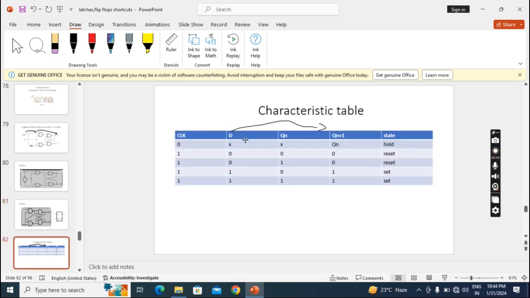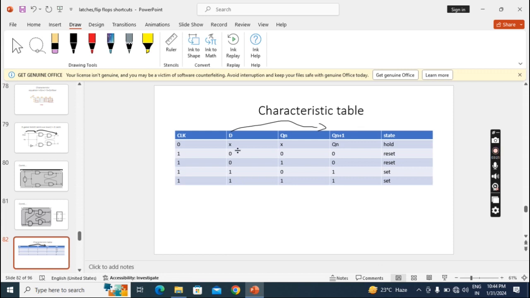We'll take the clock, D, Qn, Qn plus 1 and state. This is positive level. When I apply 0, next state will be as present state, whatever the D value or present state values. But when I apply 1, circuit responds. Circuit will trigger at a positive level. So this Qn plus 1 can be 0 when we apply input 0, or can be 1 also for input 0, and Qn plus 1 can be 0 for input 1, and can be 1 also for input 1. Like that we have to write.